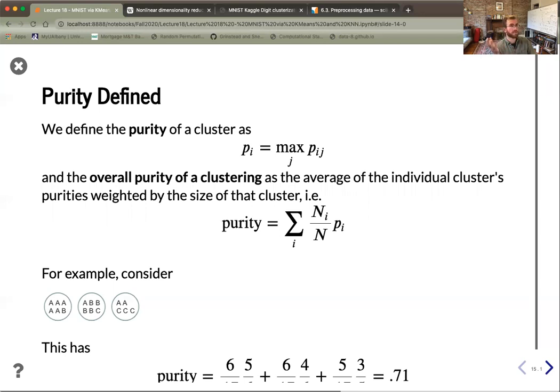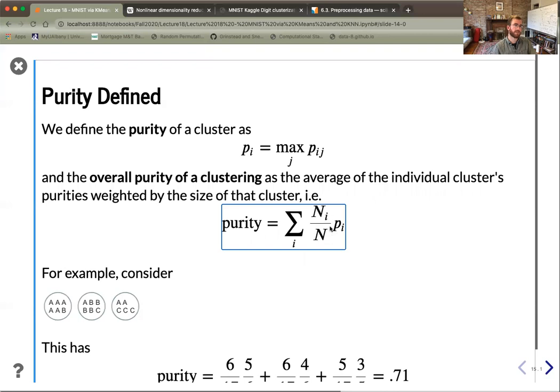And then of course, how do we evaluate the overall purity of our clustering? This means we've got different clusters that belong to our clustering. We can just consider the weighted average. So we take our Pi, which is our max, and then we consider what number of objects is in that cluster. That's Ni divided by the total number of points N. So this essentially gives a weighted average of each of our purities. So this is the purity of a cluster, and this is the overall purity of our clustering.